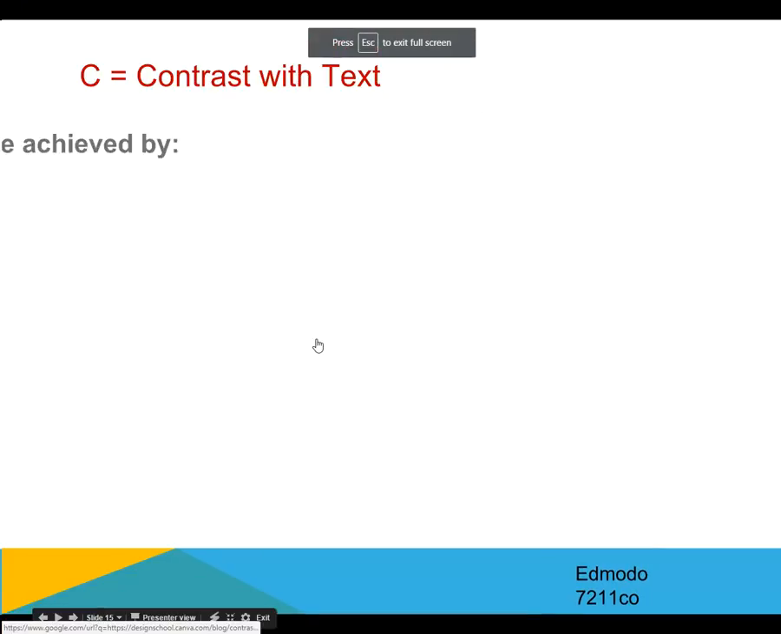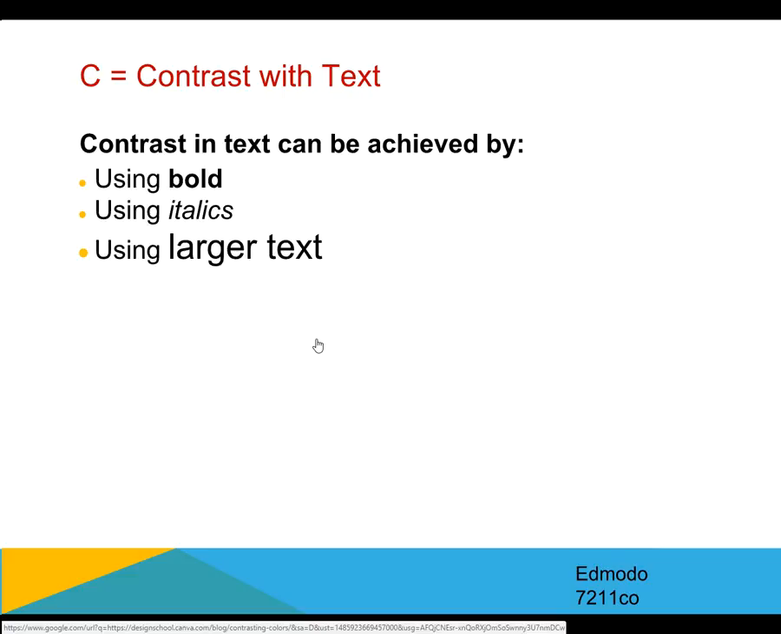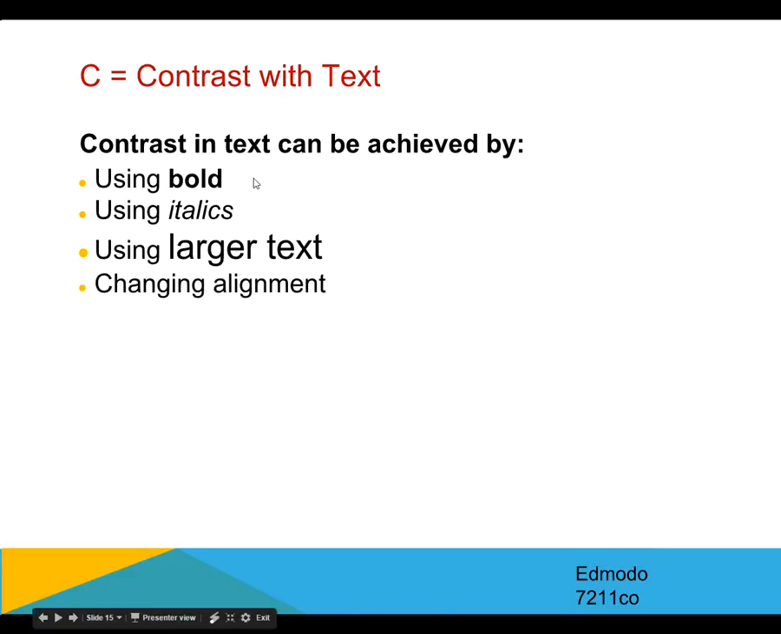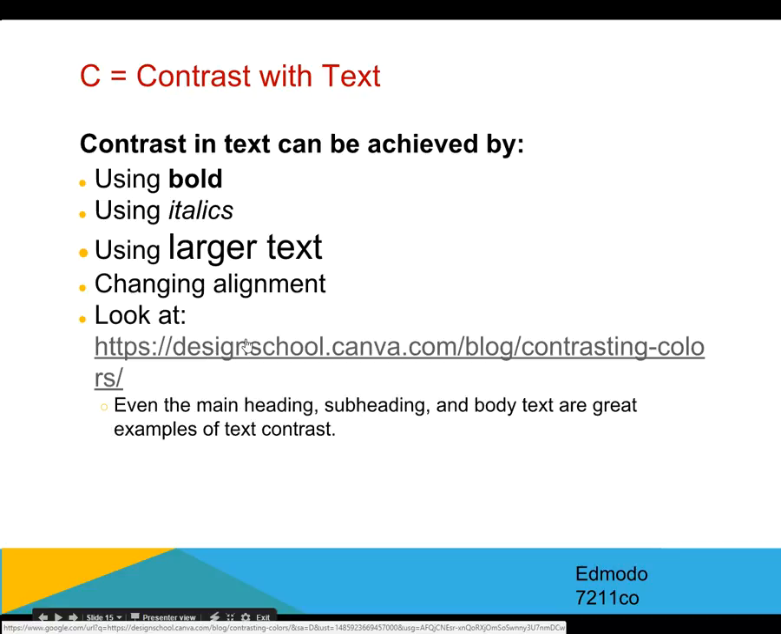And I believe our last section in contrast is contrast with text. So contrast with text can occur by making your text more bold, italics, or creating larger text. You can also change the alignment from left to right. I'm going to skip that one for right now.